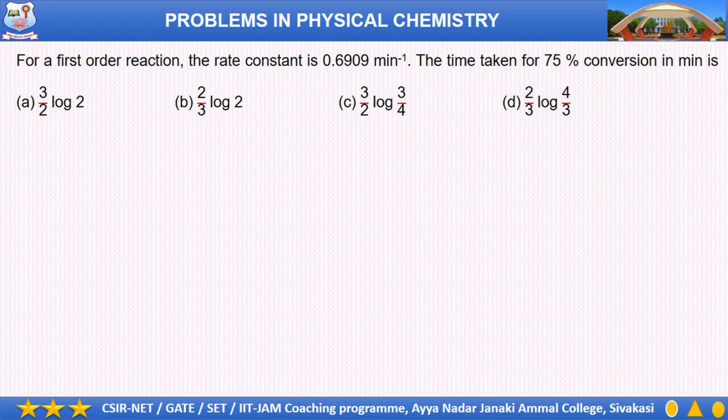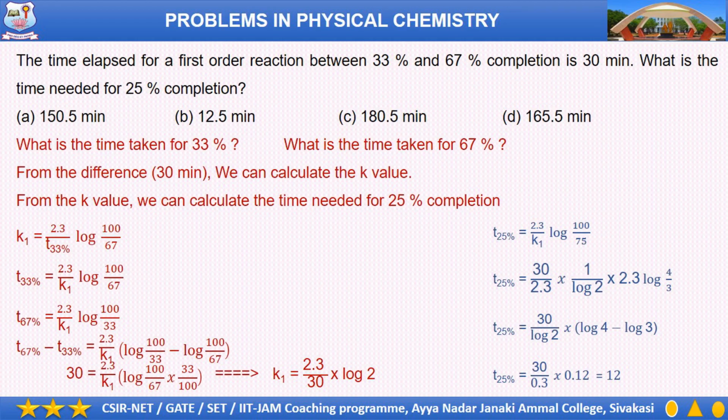Take another type of problem. The time elapsed for a first order reaction between 33% and 67% completion is 30 minutes.